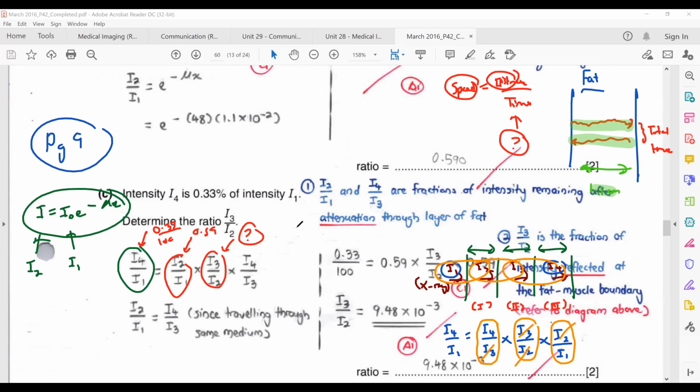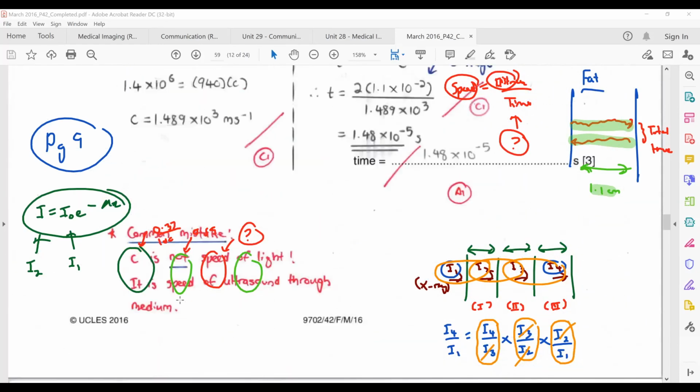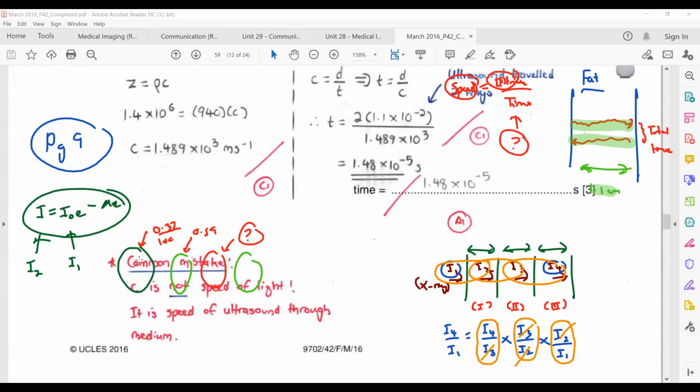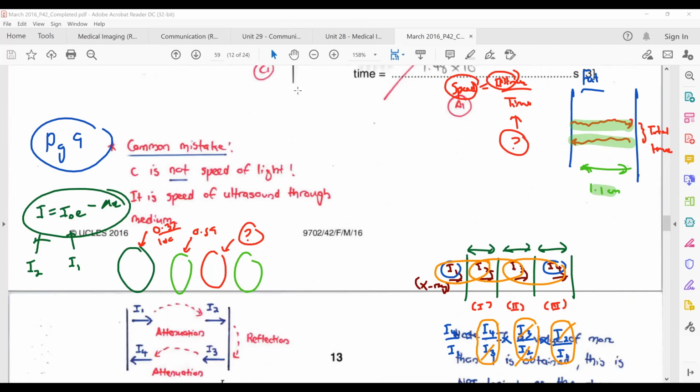Now there's also another thing here. You will be thinking I4 to I3 you do not know, right? But I can actually say that I4 to I3 is the same as I2 to I1. The reason is because you are traveling through the same medium. Just now I drew for you that I2 to I1 is the result of attenuation. I4 to I3 is also the result of attenuation.